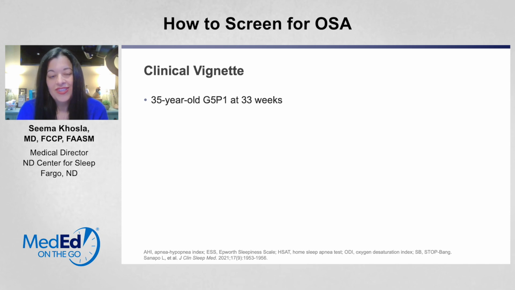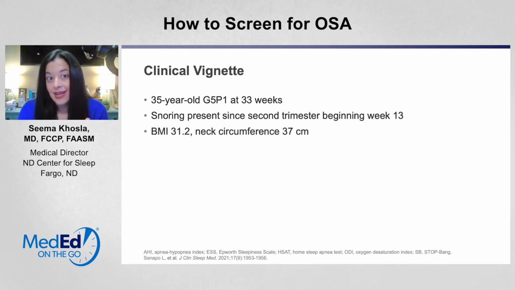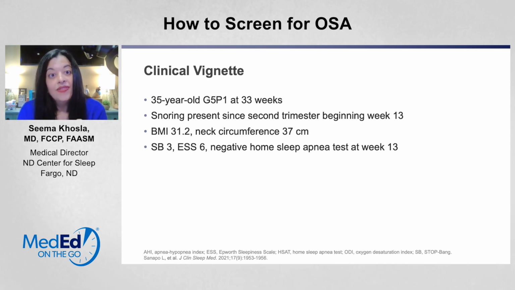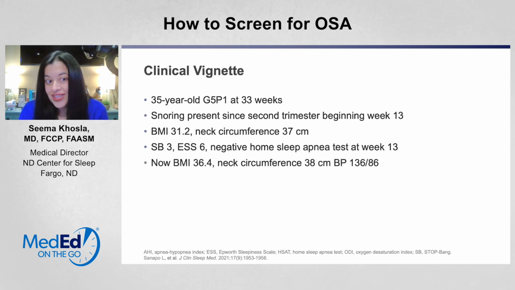So I'd like to share a clinical vignette with you. We have a 35-year-old G5P1 who you see at 33 weeks. So she started snoring beginning her second trimester. At that time, her BMI was 31, neck circumference 37 inches. Her STOP-BANG was 3, her Epworth was 6, and she actually underwent a home sleep apnea test at that time that was negative. So now you see her in clinic.